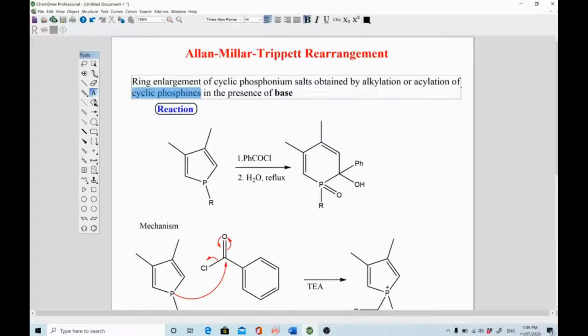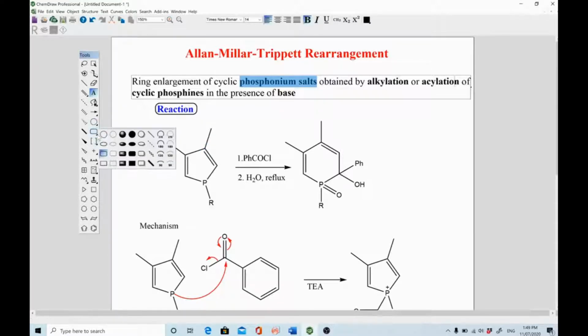We need a cyclic phosphine, a phosphine which contains a cyclic group or cyclic ring, and we need an acylation, and we need a phosphonium salt. It's a Wittig reagent type reaction, but not similar to that. The Wittig reaction is a different one, but the only common thing is the phosphonium salt, which is in the Wittig reagent also. Alright, so what is the reaction?